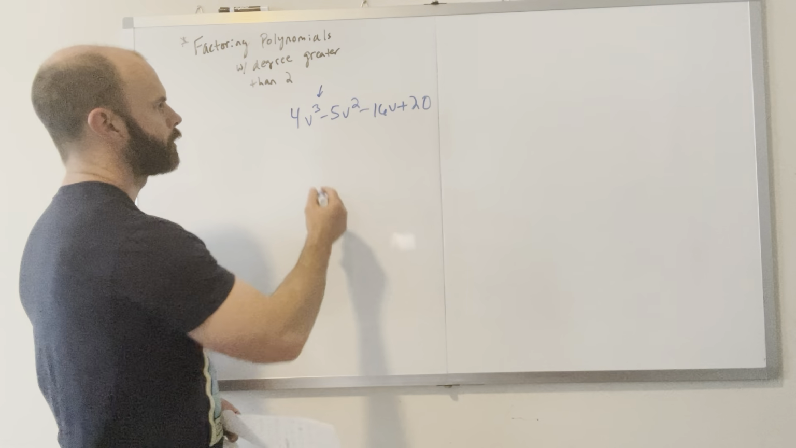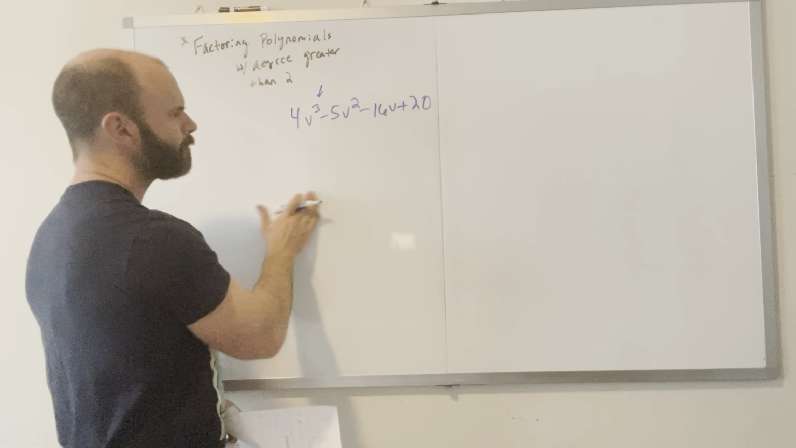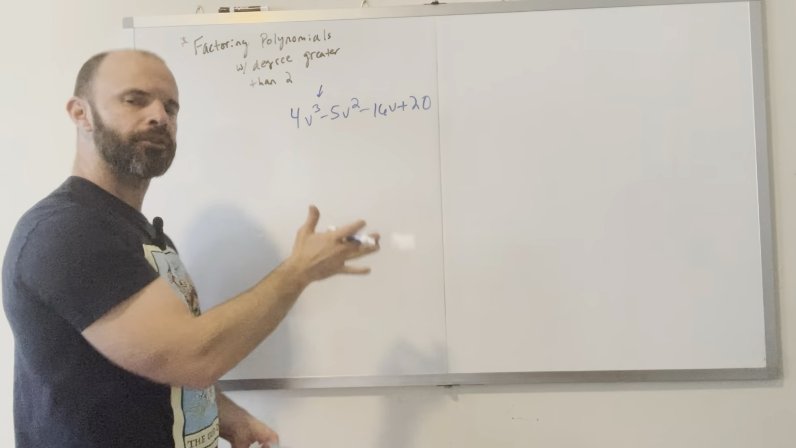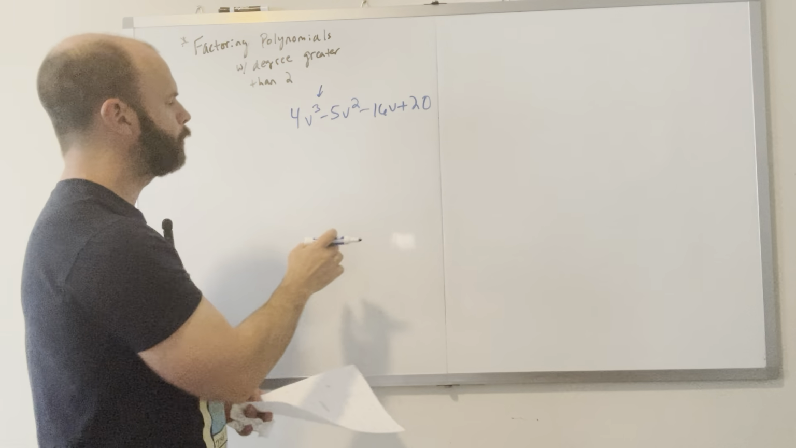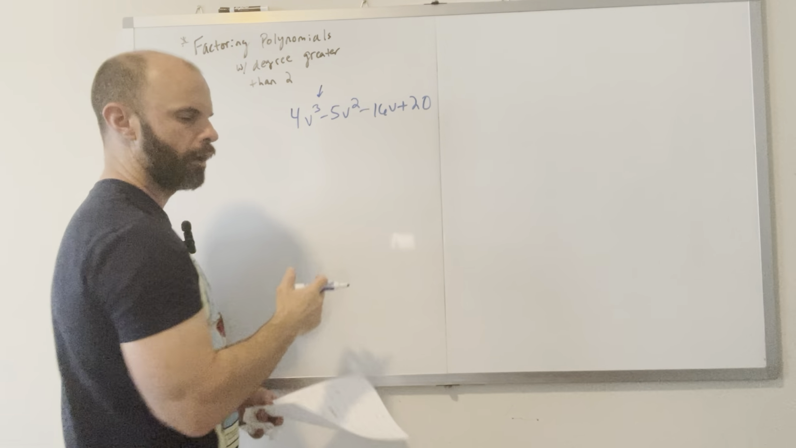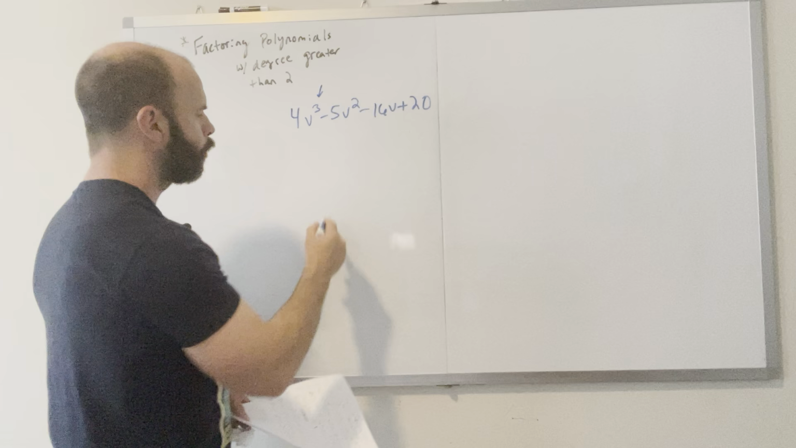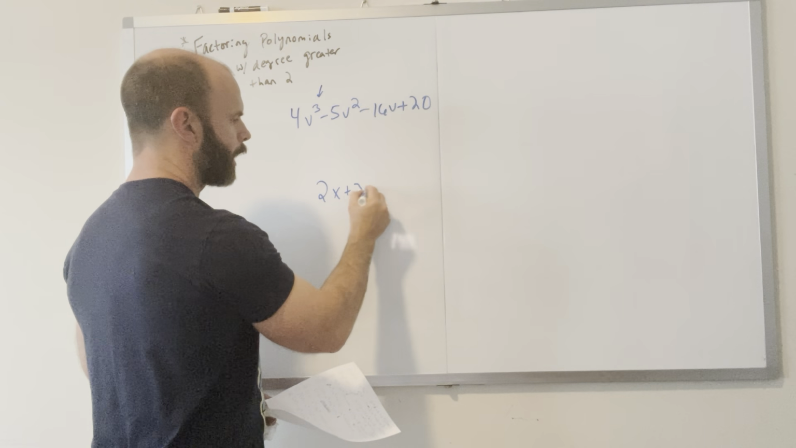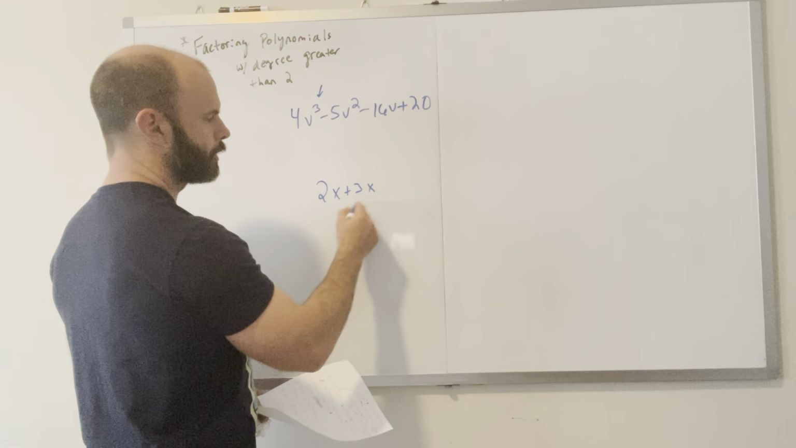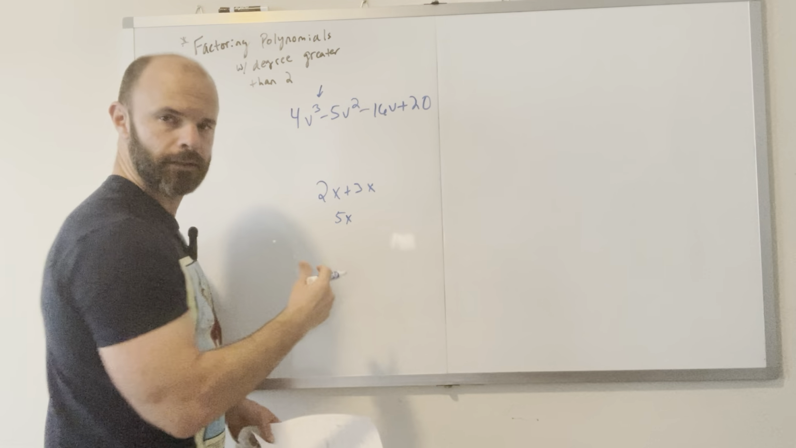So in this case, what I'm looking for is, can I factor out anything that will give me a common term when I'm done? So if I say 2x plus 3x, I'm allowed to say that I know it's 5x, okay?